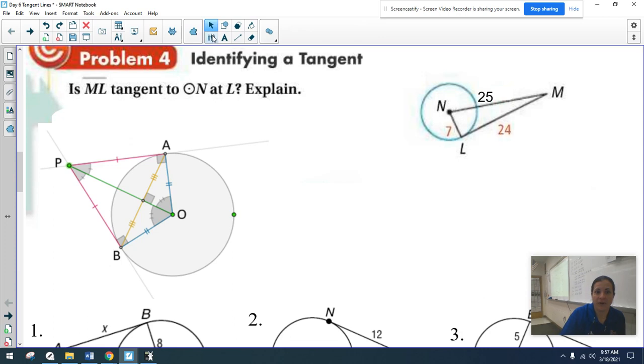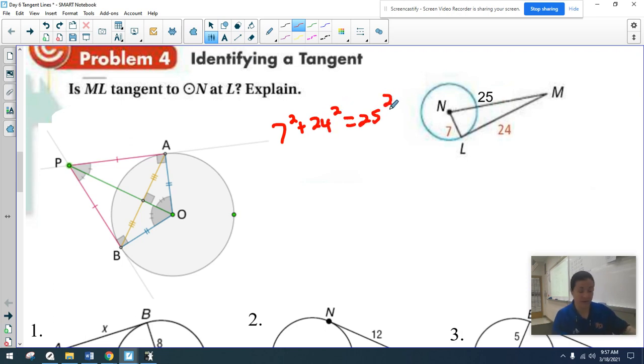So to figure out whether or not that's a right triangle, you are going to do a squared and b squared and see if it equals c squared. If it equals it, then you're good. If it doesn't equal it, then it is not a right triangle and your line is not tangent. So I've got 47 squared and 24 squared.